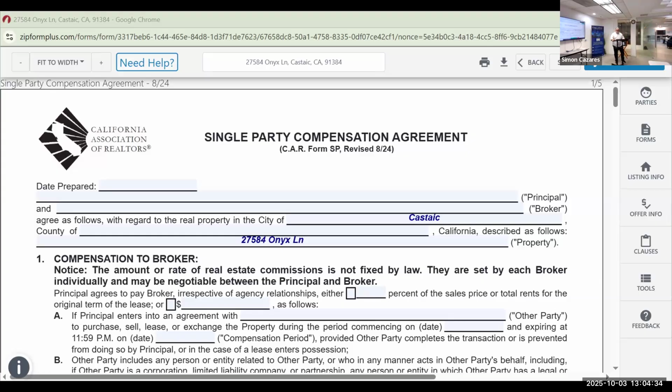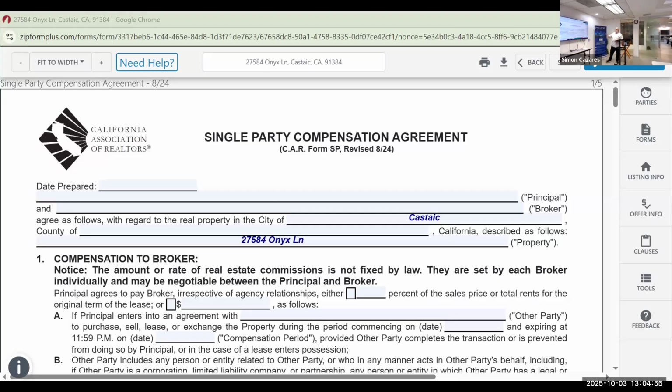The key point is, as most of the forms, right? All commissions are not fixed by law. They're set by each broker individually and may be negotiable between the principal, right? So the principal could be two elements, right? The buyer or the seller, okay?